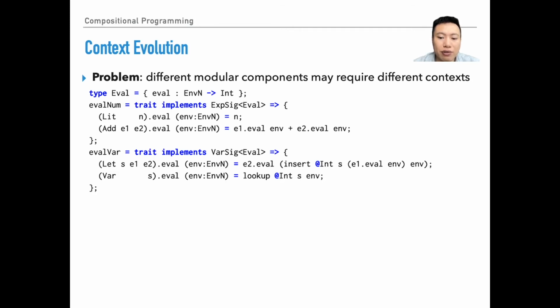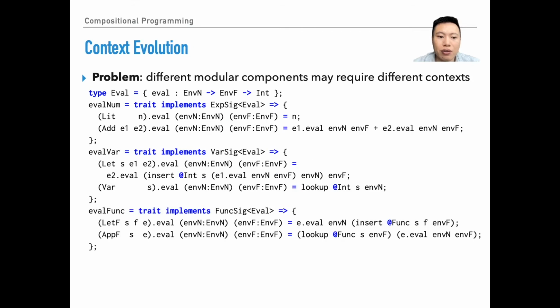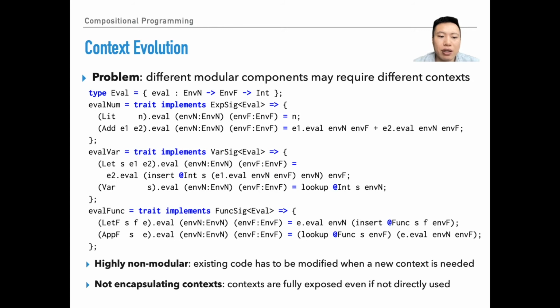What if another context is needed? For example, a new context is introduced for evaluating let bindings for functions. Again, we have to insert another parameter to the evaluation signature and change all existing evaluation components. Such a way of adding contexts is highly non-modular. Existing code has to be modified when a new context is needed, and the contexts are exposed to components that do not actually use it, making it possible to accidentally change the context.